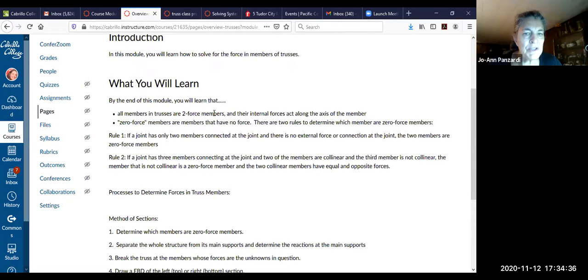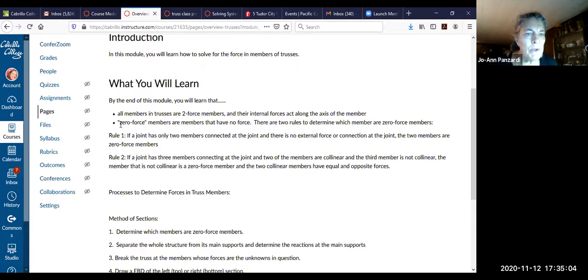All members in a truss are 2-force members, and their internal forces act along the axis of the member. We already know that from frames. Remember, the difference between frames and trusses is that frames have at least one 3-force member. So as long as you see a 3-force member, you know it's a frame and not a truss. But if it's all 2-force members, it's a truss.